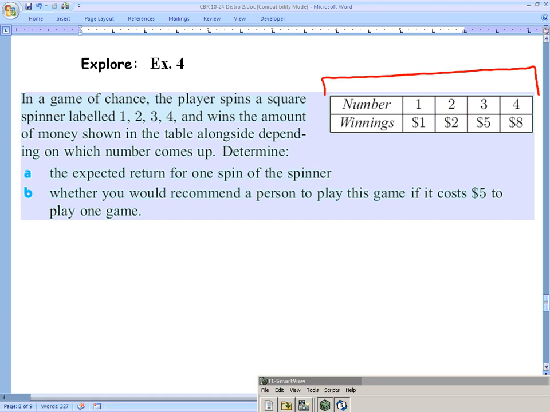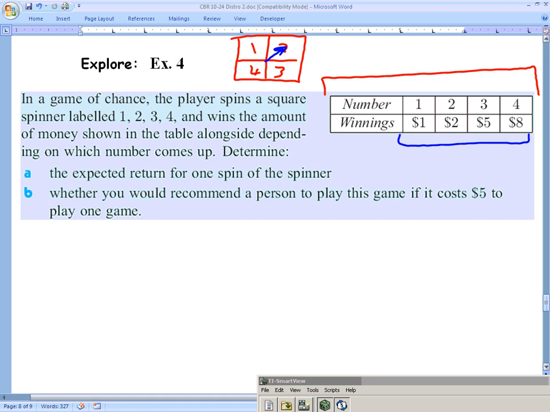So in a game of chance, the player spins a square spinner labeled 1, 2, 3, and 4, and then we have the spinner that goes around and points at these things. We win the amount of money shown on the table alongside. So we could win any of these values, 1, 2, 5, and 8, depending which number comes up. Determine the expected return for one spin of the spinner.